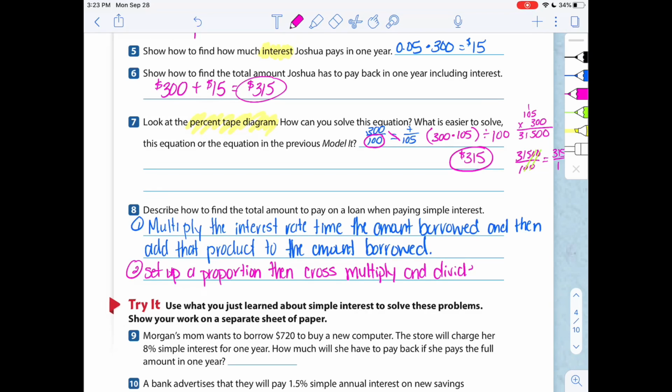And either way is fine, but then again, like I said, you need to know how to solve them in both ways. Sometimes you have the option to choose which way you would like to solve it, whether it's with the equation or setting up a proportion. And then sometimes you might be asked to use a specific way.